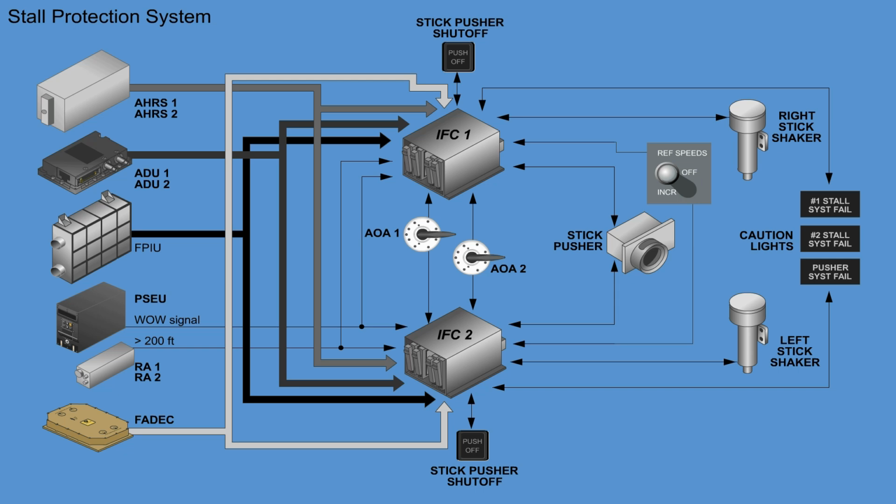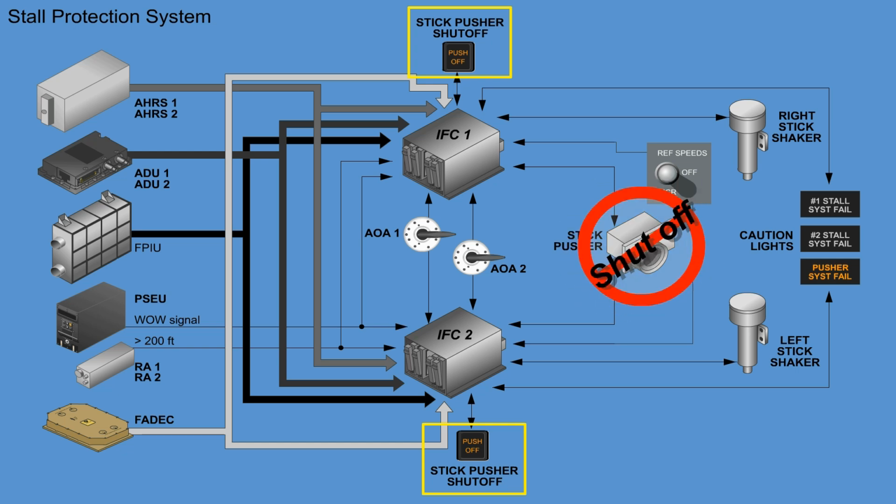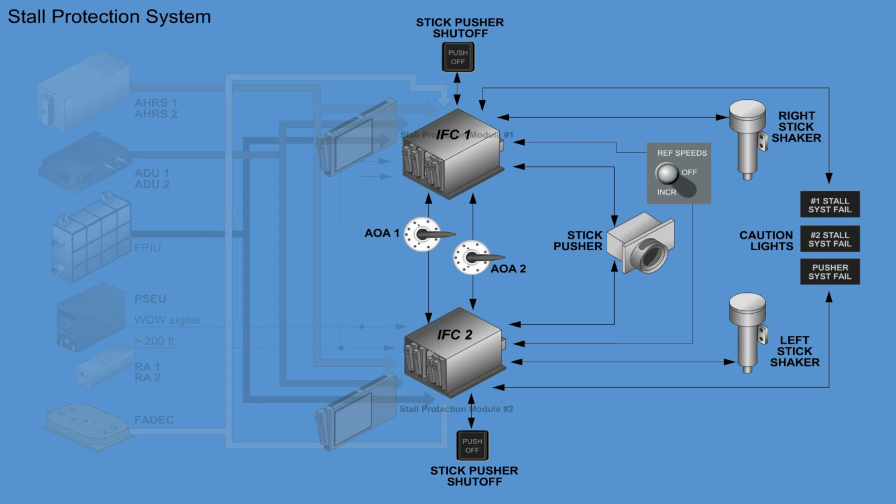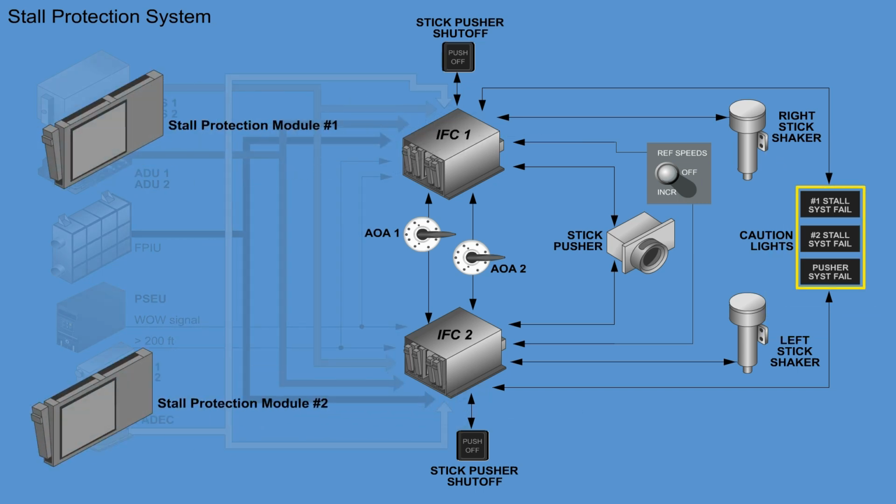If one stick pusher shut-off switch light is pushed and latched, the off caption will illuminate on both annunciator switch lights and the stick pusher actuator will be shut off. To release the pusher, both switch lights must be deselected and the off captions in the two switch lights will extinguish. Malfunctions of the stall protection system are shown with caution lights.